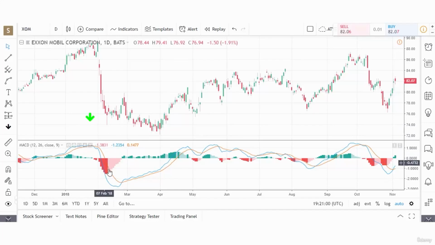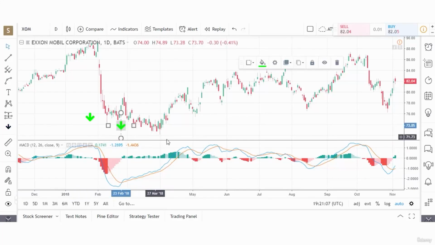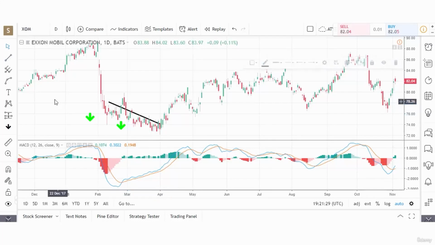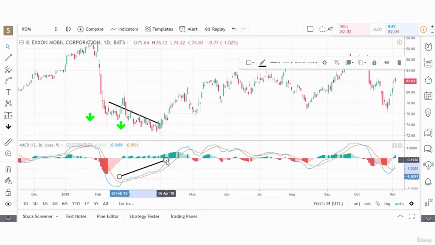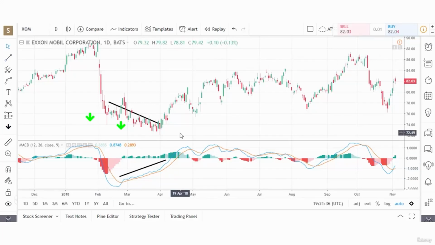The MACD drops along with the stock, and then we get another crossover of the MACD here. And this is a bullish cross of our blue MACD line above the red 9-day line. We get a short rally in the stock, but then the stock continues down here as the MACD continues up. So this is a bullish divergence in the MACD.